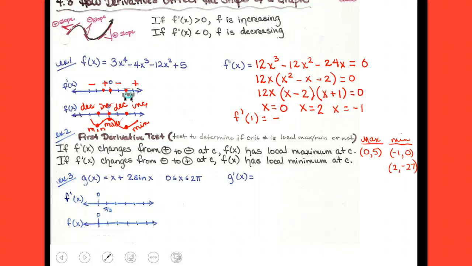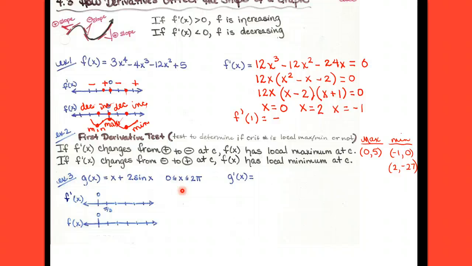Example number 3. They give me a trig function on the interval from 0 to 2 pi, and they ask me to tell where that function, they actually could ask me several things. They could ask me where the original function is increasing and decreasing, or they could ask me where I have maximums and minimums, and I would do the same work either way, right? So in this case, they asked me for maximums and minimums.